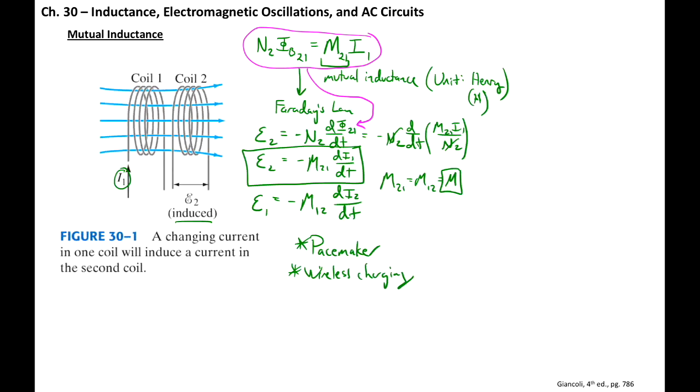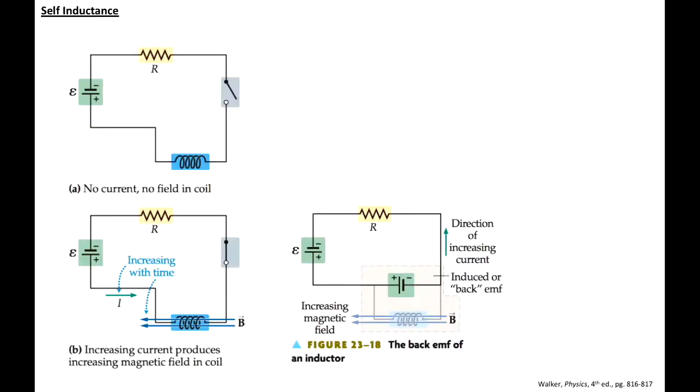All right. In addition, it turns out that we get a similar effect even if I have a single coil of wire.